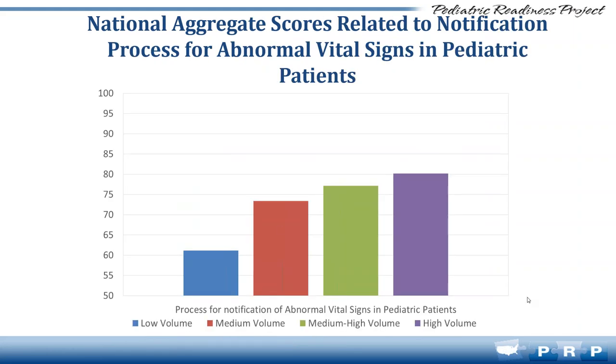But if you go to the next slide, what you'll see is the number of sites that actually had a process in place to notify caregivers or providers of abnormal vital signs in the pediatric patient. And again, not surprising, you see a range across those pediatric emergency department volumes. For those low volume sites, only about 60% actually had a process in place for notification of abnormal vital signs. As we get to those higher volume sites, you start to see more and more have a notification process in place. But surprisingly, even at the very high volume sites, only approximately 80% had a process for really identifying those children early on in order to facilitate emergent interventions as needed.